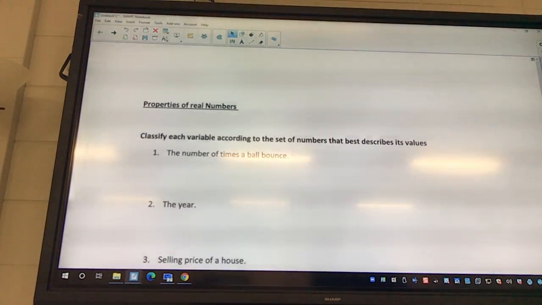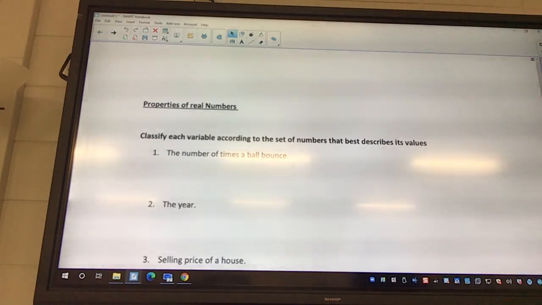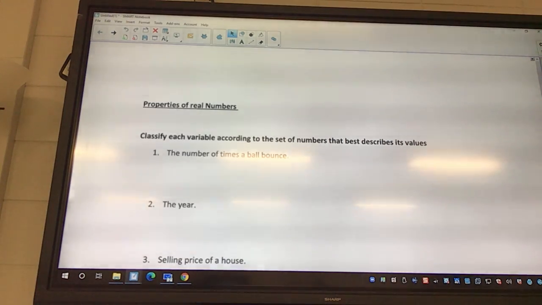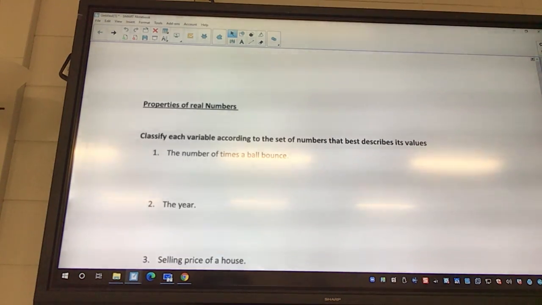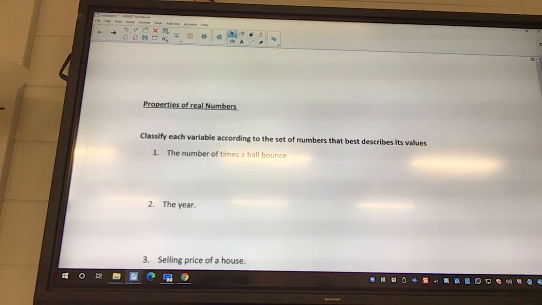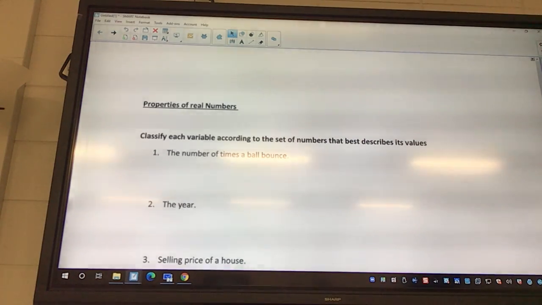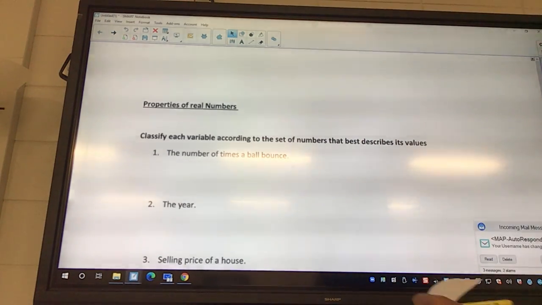Okay, so the very front sheet, it wants to know, classify each variable according to the set of numbers that best describes its value. The key word there is best. So what best fits? We have all numbers are real numbers, right? And then there's rational and irrational numbers.